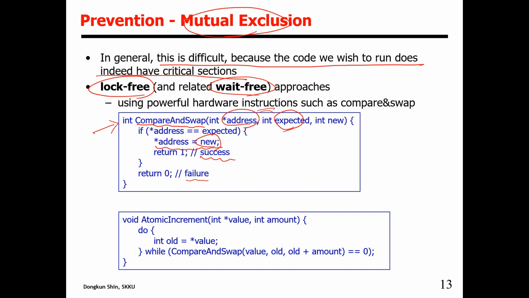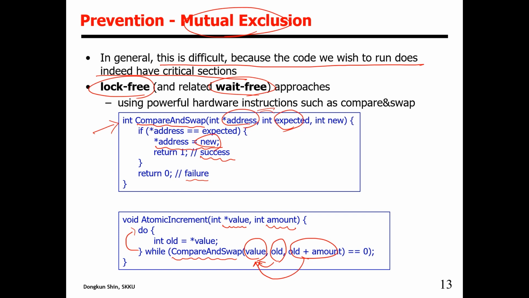For example, here we are to increment the value of this memory location by the amount. Then by calling this compare and swap, this is the memory value, this is the expected old value, and this is the new value. Then this code will check whether the memory value is the same as the old value. If it is, it's a success, and the new value is returned to the memory. But otherwise, it returns fail, and it will repeat this code.